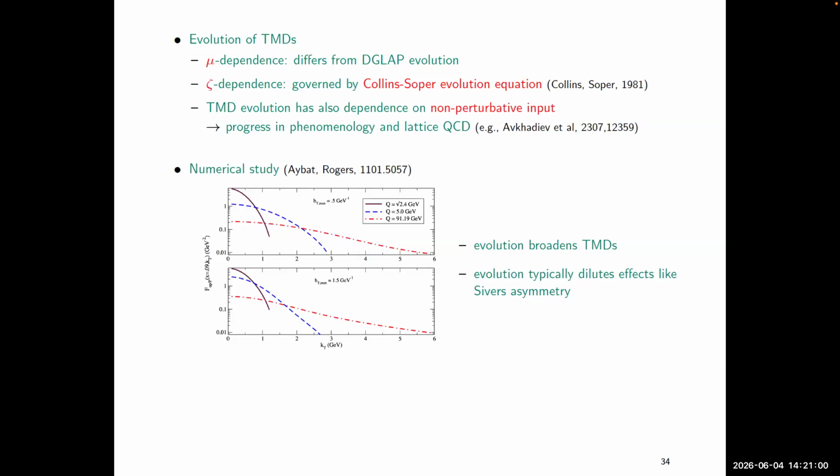So, for instance, and tomorrow I will briefly show a plot about that, if you look at the Sivers asymmetry in W boson production, which has been measured at RHIC, and you calculate that with full TMD evolution, the effect is gone. While at low energies, for HERMES energies, we have seen 5 to 10%. But if you evolve that to the mass of the W boson, the effect is basically gone.